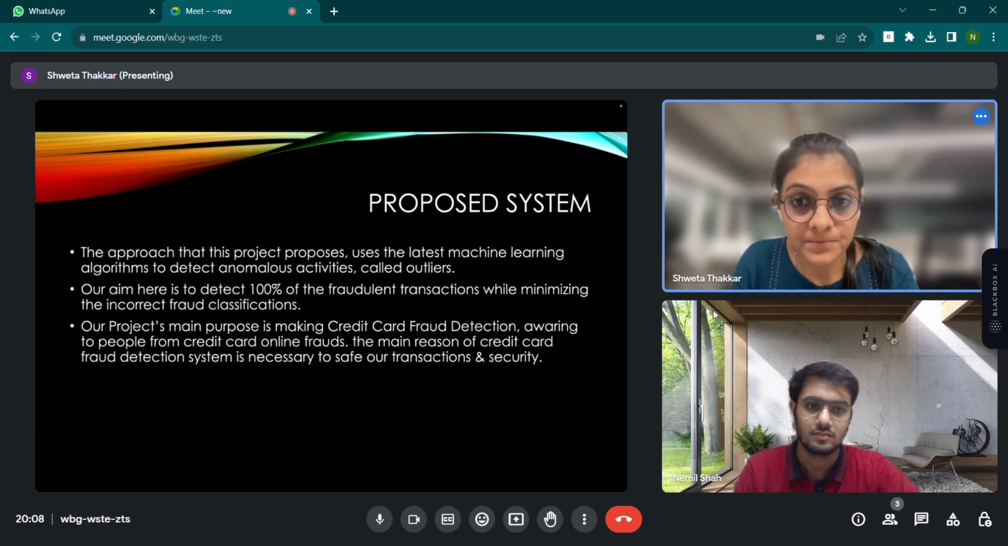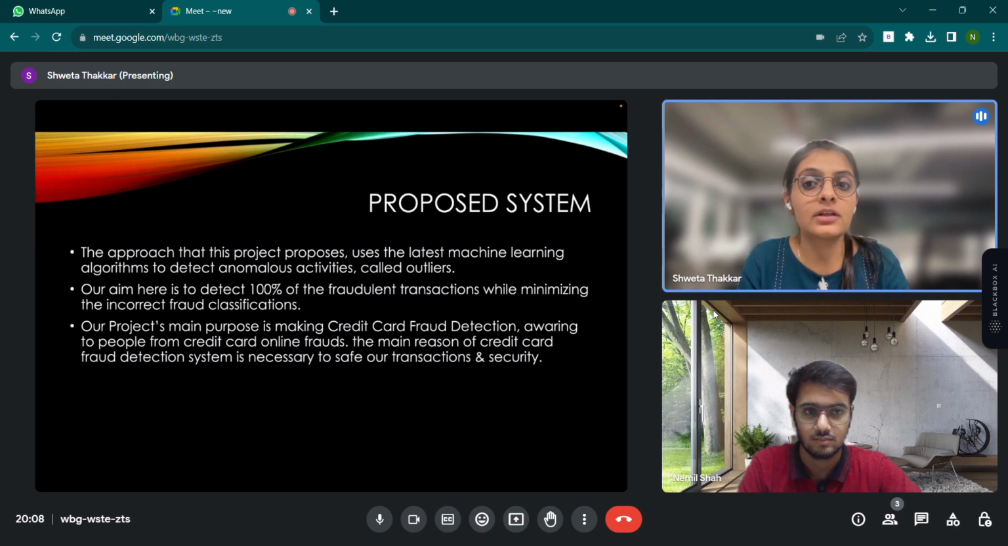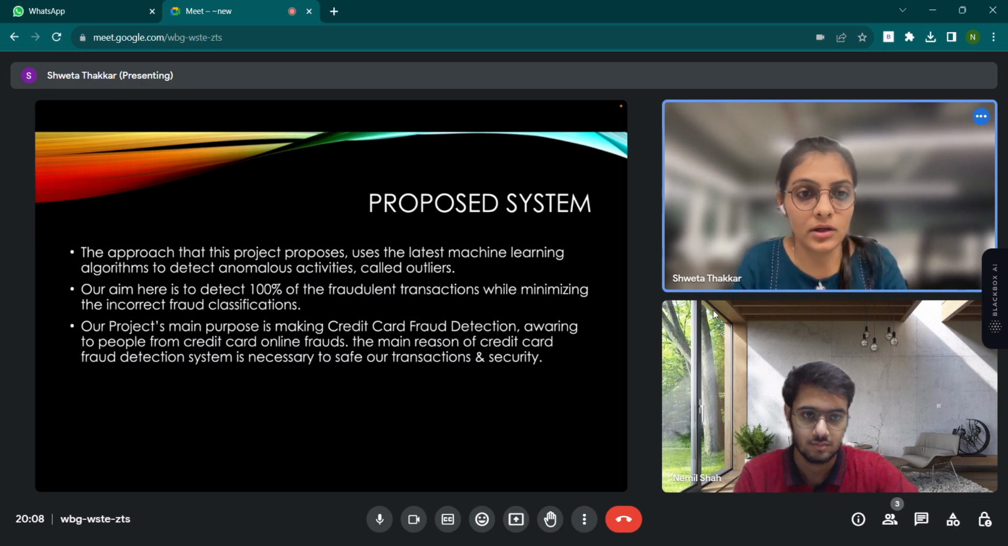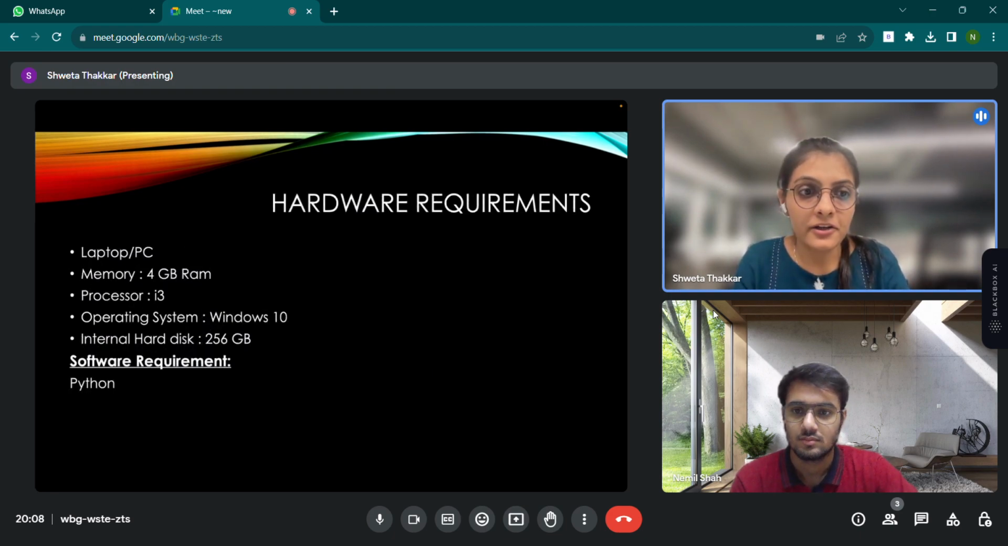We have come up with the latest machine learning algorithm in order to detect the activities. And the hardware used is a laptop or PC.